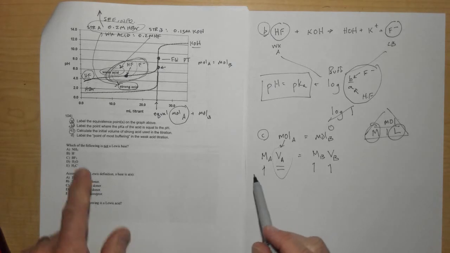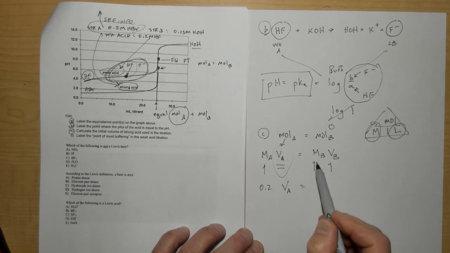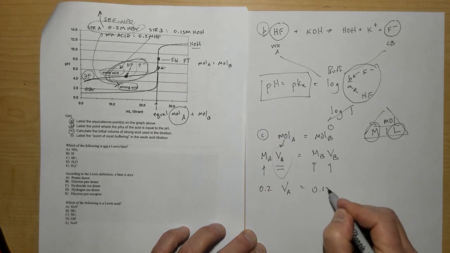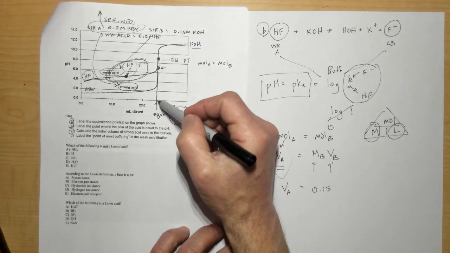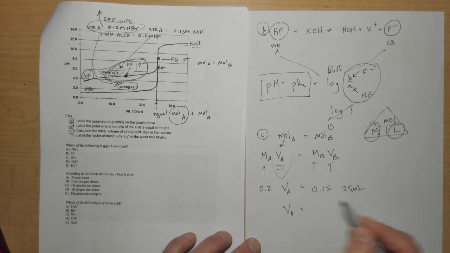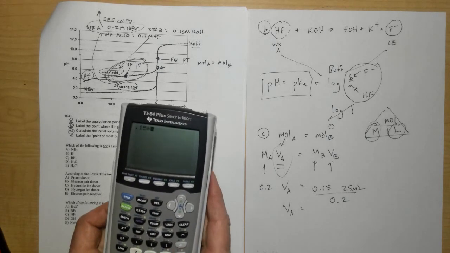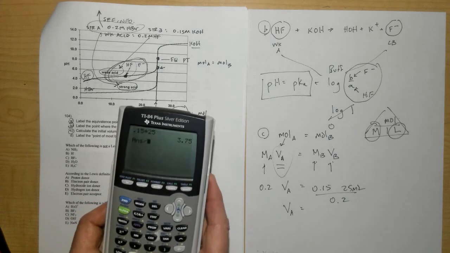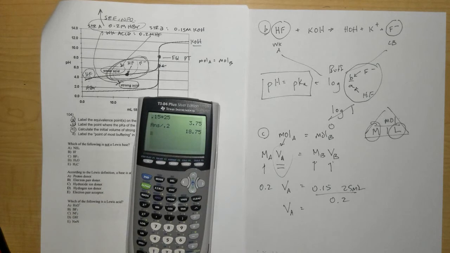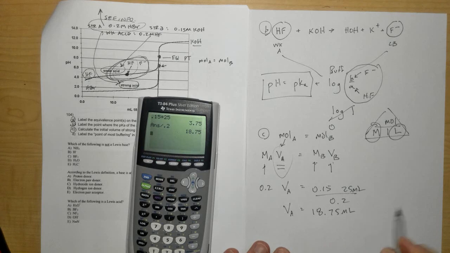And so my molarity of my acid, I think it tells me, is 0.2. My volume of acid is what I want to know. My molarity of my base is 0.15 molar. And my volume of my base at the equivalence point is 25 milliliters. So now I could solve this for VA right here, divide by 0.2. And I apologize, I'm going to get my calculator out here really quick so I don't screw this up. 0.15 times 25 divided by 0.2. I hope I did that right. Ends up being the initial volume of the acid was 18.75 milliliters to 4 sig figs. If it was only 3 sig figs, it would just be 18.8 milliliters.